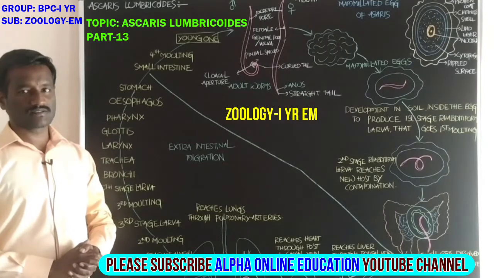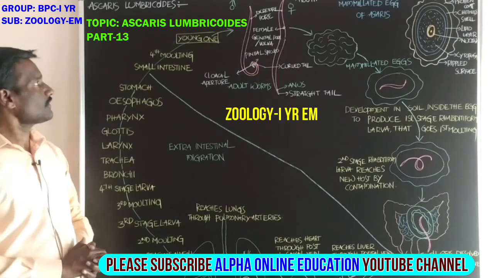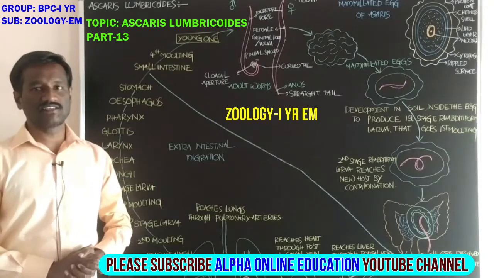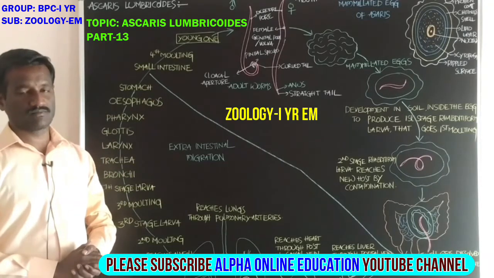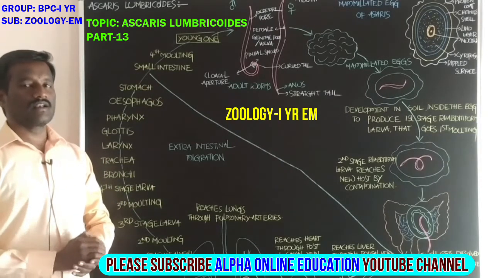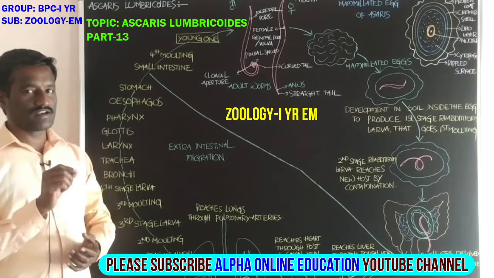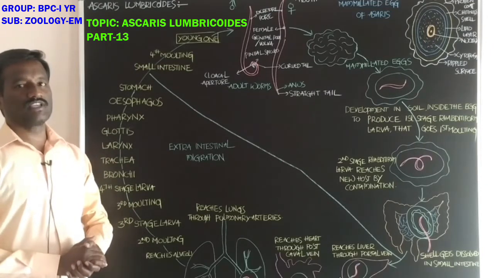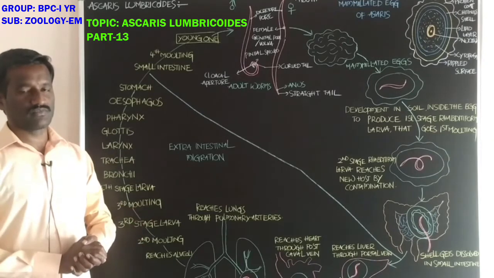Students, Ascaris lumbricoides is another one of the parasites. It lives in the small intestine of man. Its systematic position is as follows.